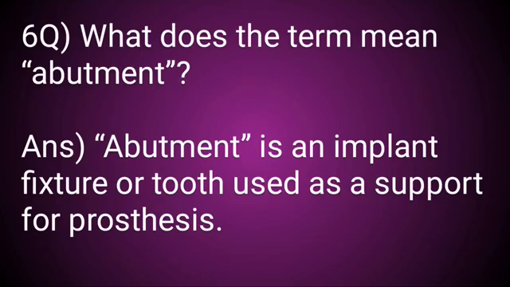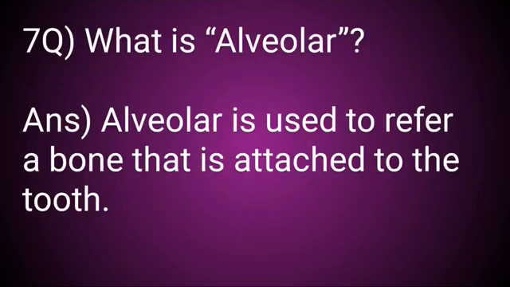What does the term abutment mean? Abutment is an implant fixture or tooth used as a support for prosthesis. What is alveolar? Alveolar is used to refer to the bone that is attached to the tooth.